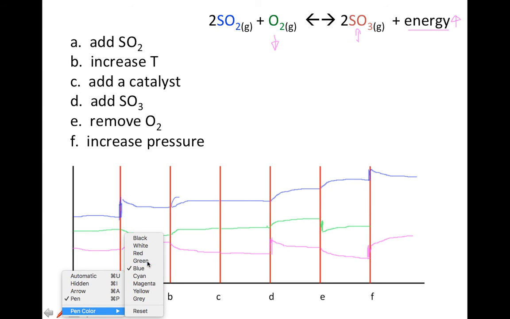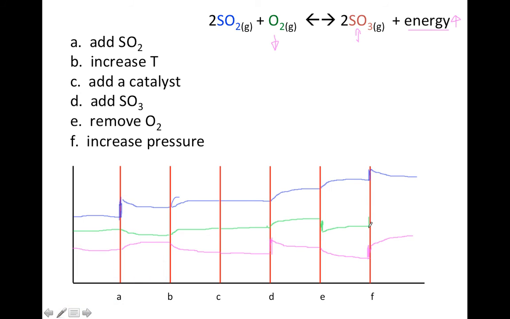And somewhere there's green, and this one will spike, and then it will decrease by half the amount that the blue decreased.